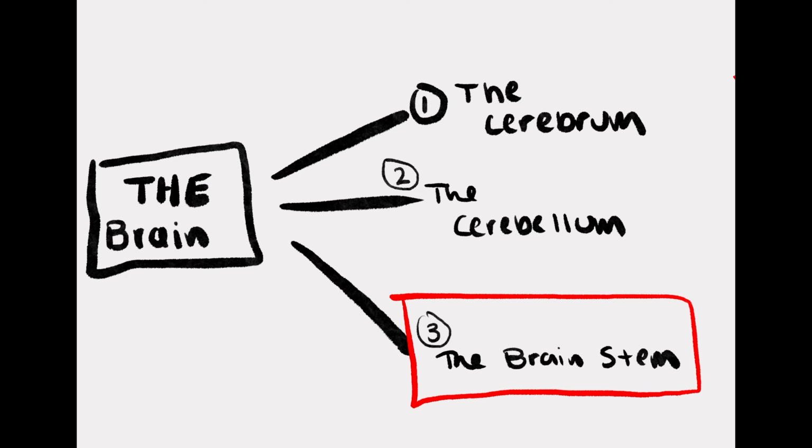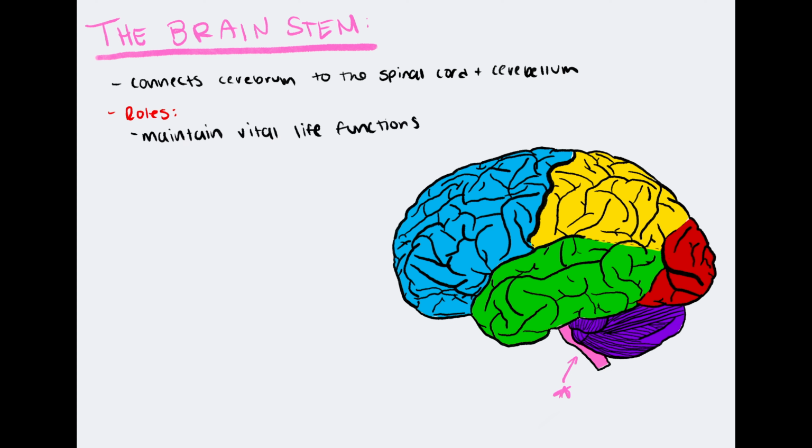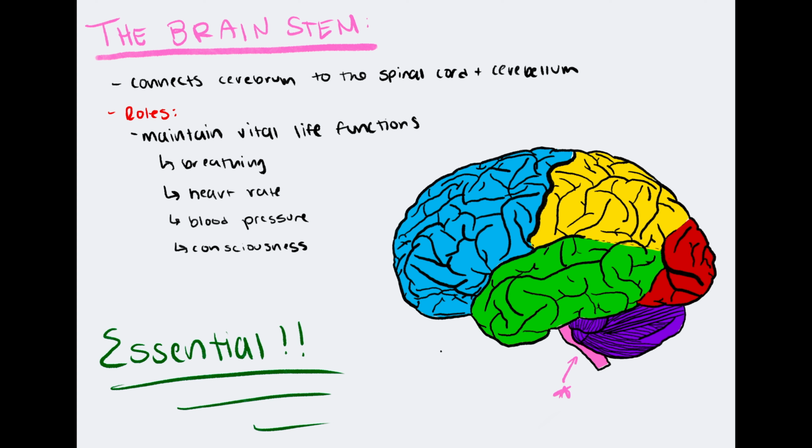Last, this brings us to the brainstem. The brainstem stems from the bottom of the brain and connects the cerebrum to the spinal cord and cerebellum. The brainstem is responsible for maintaining the vital functions of life, such as breathing, heart rate, blood pressure, and consciousness, to name a few. The brainstem is essential. Without it, the brain can't communicate with the rest of the body and initiate behavior and action.